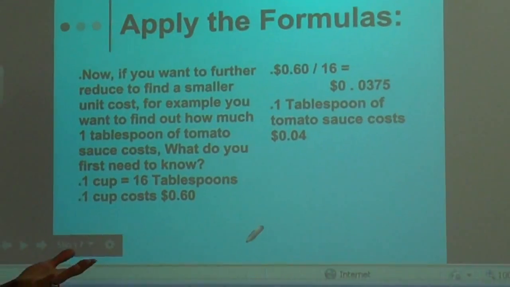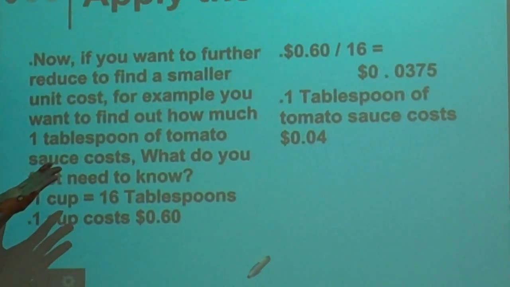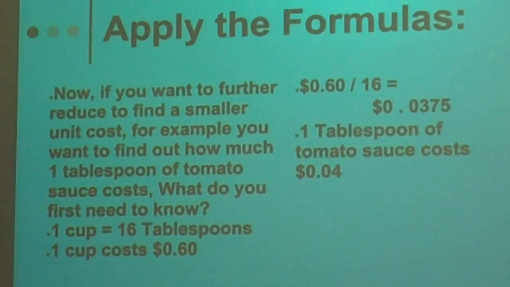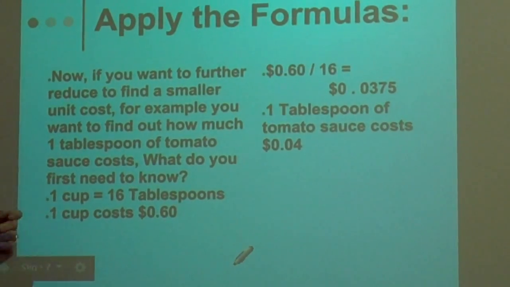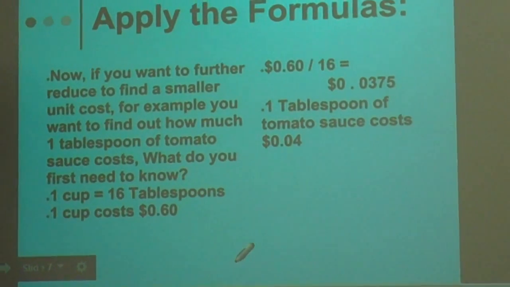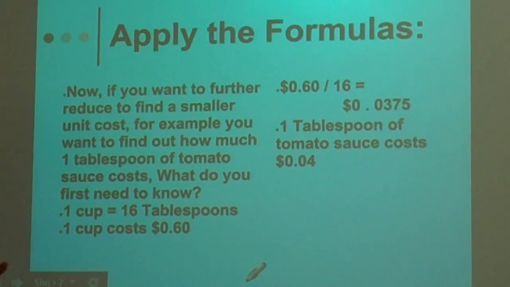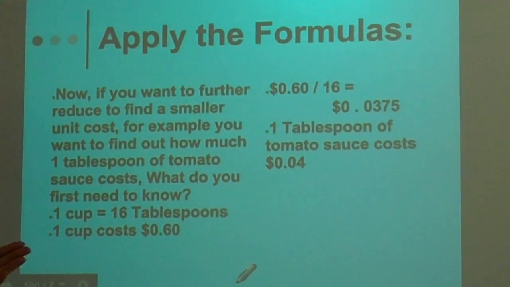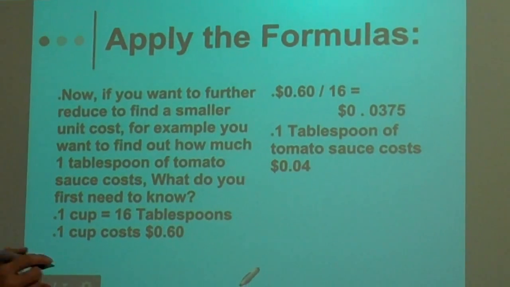something that requires some marinara to be spread on the bread, you would need to find out what 1 tablespoon of marinara costs versus an entire cup. So first thing you have to think about is, what do I know? I know that 1 cup has 16 tablespoons, and I know that 1 cup costs 60 cents. So we're going to set up the problem, and I'm going to do this in 2 steps to show you what happens so that you can kind of correct yourself.